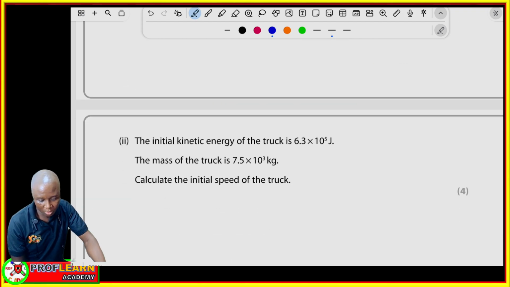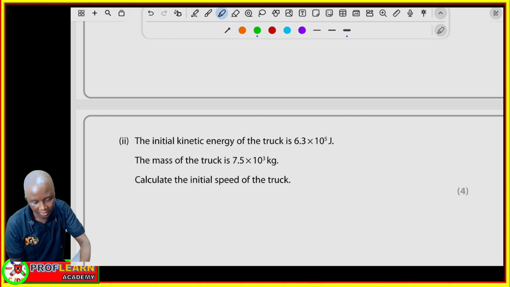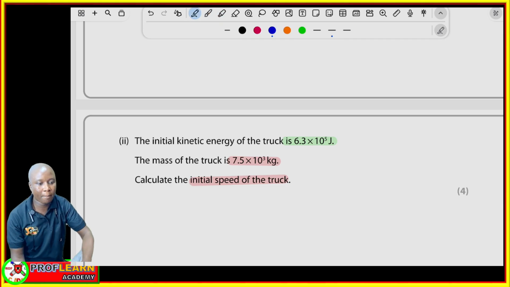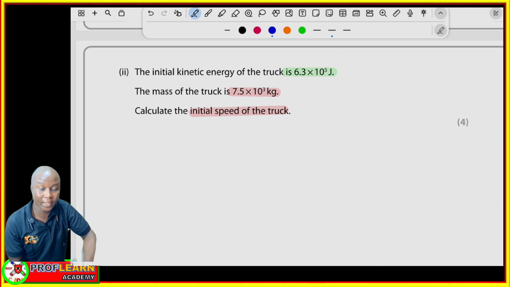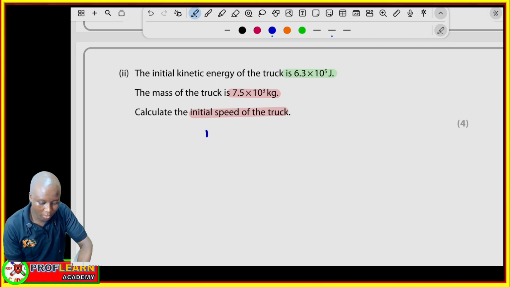The initial kinetic energy of the truck is given by this value. The mass of the truck is given by this. Calculate the initial speed. For us to work this out, what we only need to remember is the formula used to calculate kinetic energy. Kinetic energy is given by the formula half m v squared.